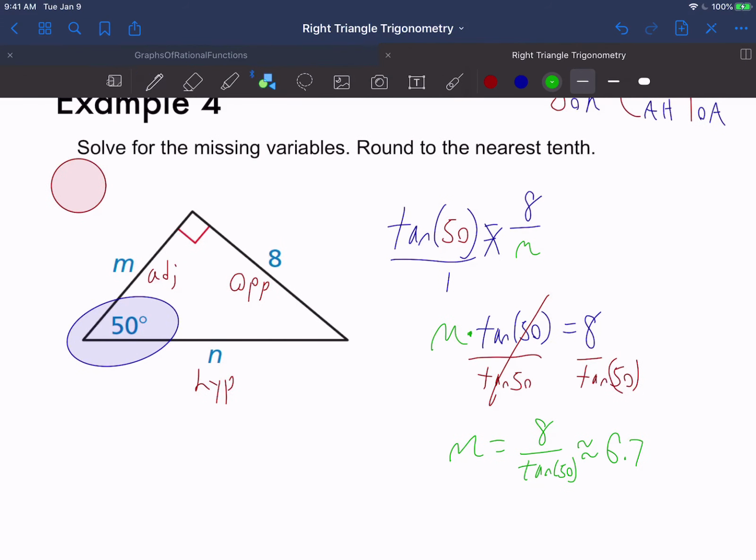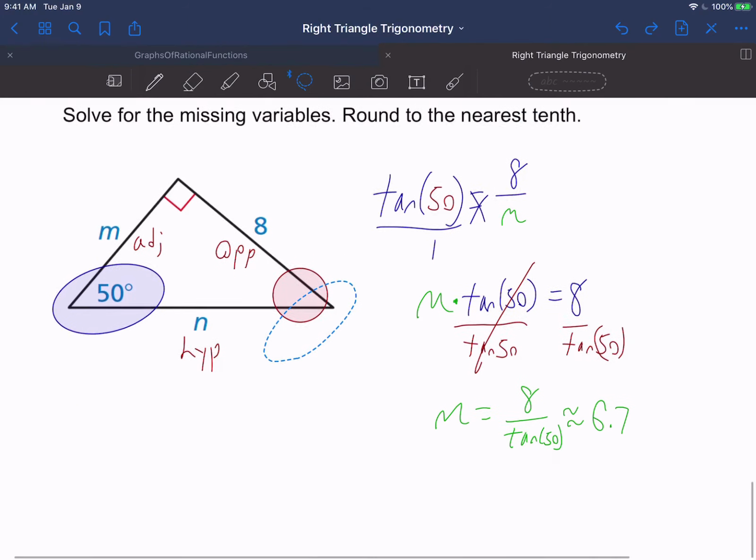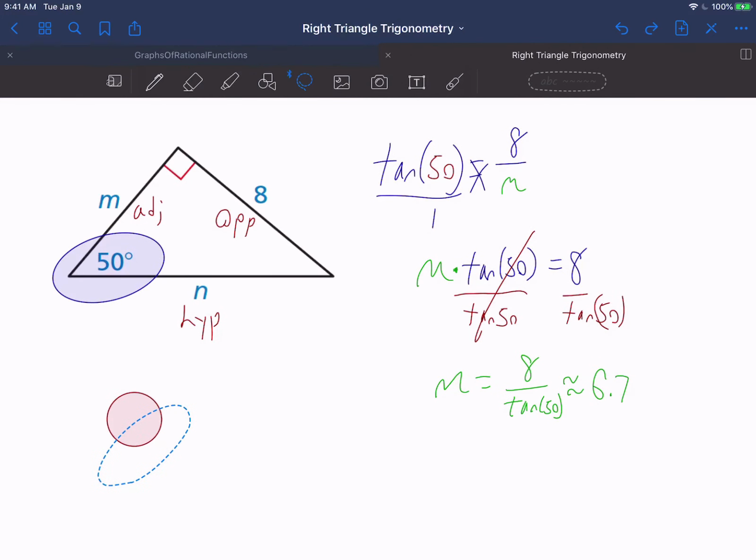Let's look back. We still have to solve for n. That's our hypotenuse. So we know the opposite and we need to know the hypotenuse. That's O and H. So which trig function involves O and H? There's TOA, CAH, SOH. So we have to use sine for this next one. I'm going to eliminate my little circle there. Great. And I'm going to say the sine of 50 equals opposite, 8, over my hypotenuse, n.